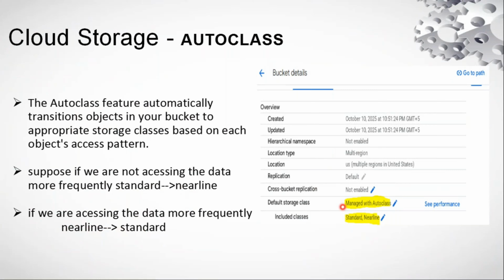So if you see the diagram here, you can see the default storage class is shown as managed with auto class. It means the storage classes that we are going to use here are standard and nearline. Data transition happens from standard to nearline, nearline to standard, based upon the frequency of usage of the data that we store in the buckets. This is what about auto class. Let's go and start our demo.